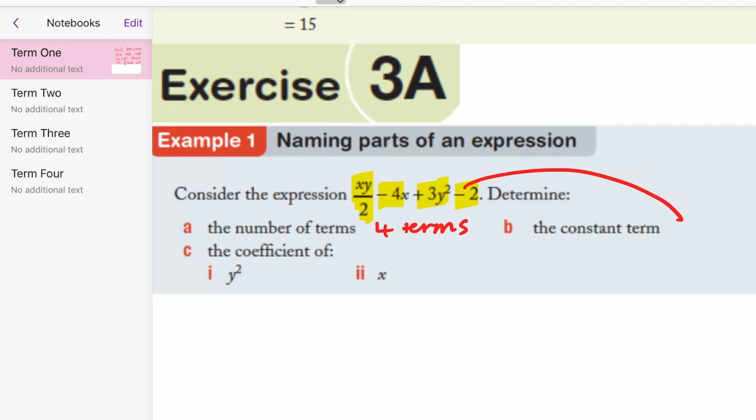The constant term is the number with no letter. So in this case, it's -2. Notice I took the sign that's in front of the number. It's -2. Now we're dealing with the coefficient of y squared and x, okay? So the coefficient of y squared is the +3. So the coefficient of y squared is 3. The coefficient of x is -4. And that's all you need.